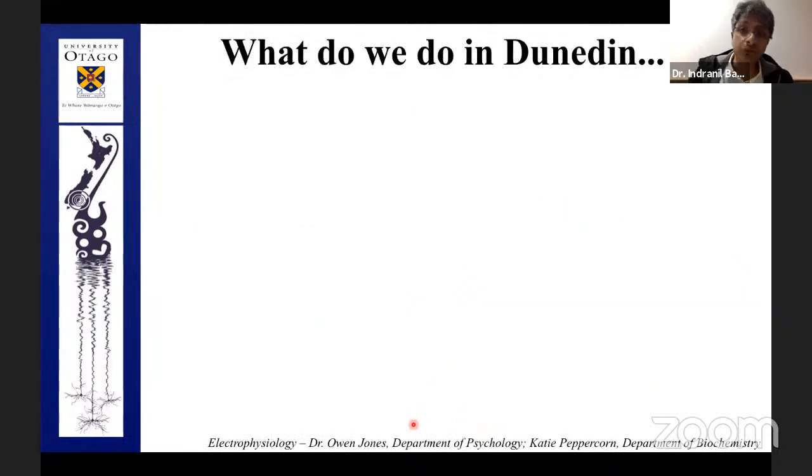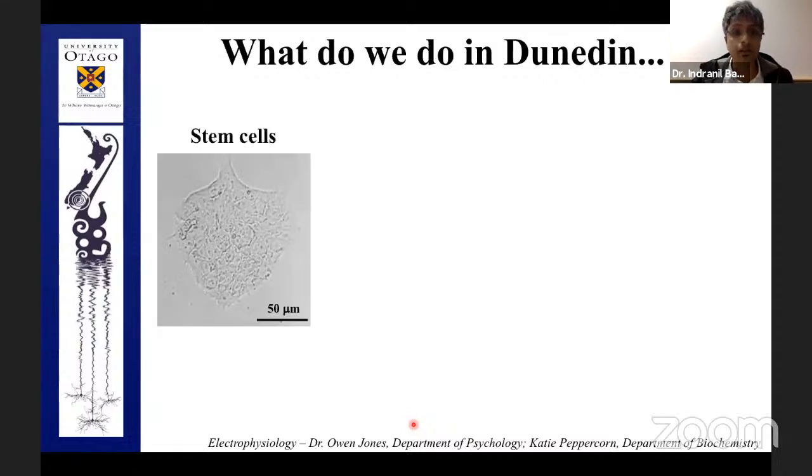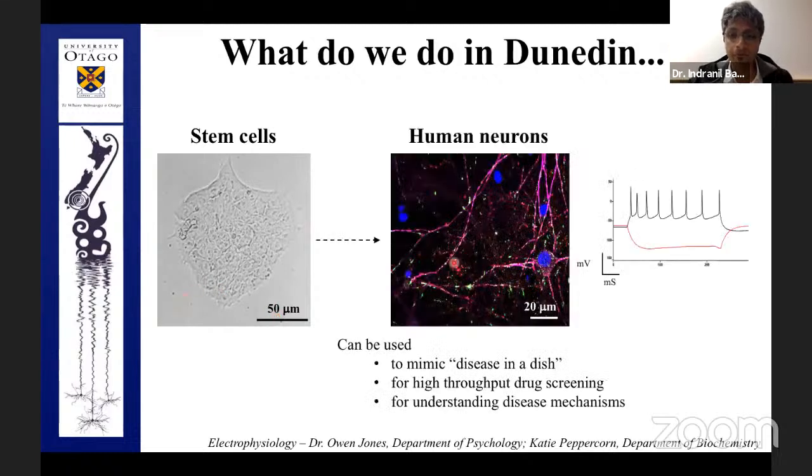So what we do in Dunedin is, coming back to the induced pluripotent stem cells, and I'll come back to why I talked about the lysosomes as well. This image is basically of a group of induced pluripotent stem cells, and what we can do is turn them into neurons. These beautiful looking stringy structures that you can see are the human neurons. They are electrically active, so you can send and receive messages through these neurons, and these neurons can be used to mimic any disease in a dish, because they are literally growing on a piece of plastic dish. They can be used for high throughput drug screening, the way I explained in the first few slides, and to understand disease mechanisms.